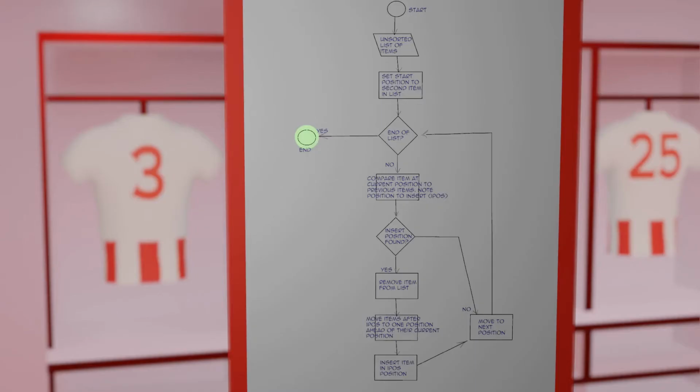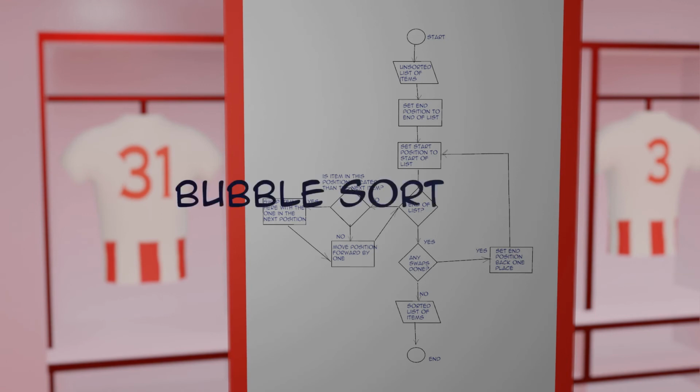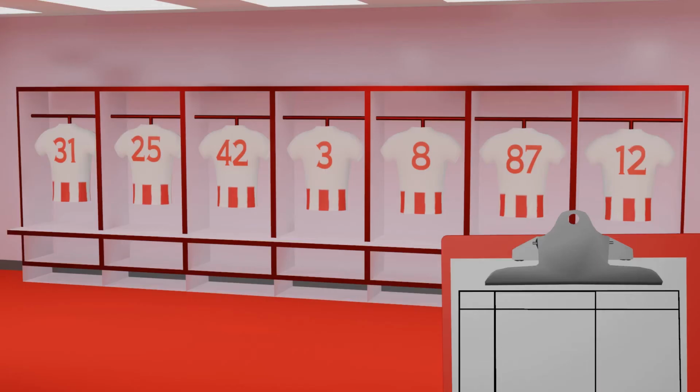There's been a lot of checking and moving items around with the insertion sort, so let's look at an alternative, the bubble sort. Here's a flowchart representing the bubble sort. The basic idea behind the bubble sort is to repeatedly go through a list, swapping adjacent items if they are in the wrong order. Let's go through it using our football shirts as an example.